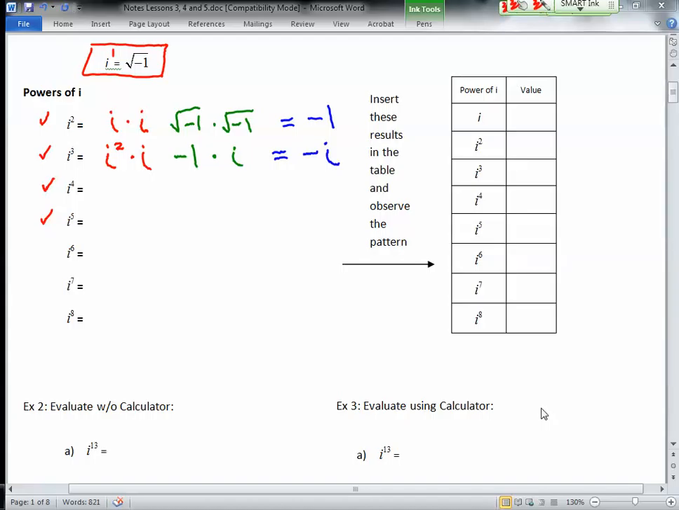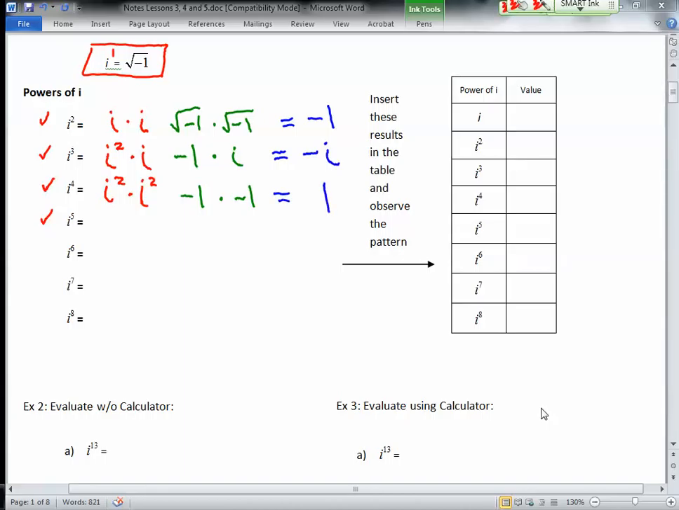i to the fourth. It's going to be the same thing as i squared times i squared. i squared is equal to -1, so we have -1 times -1. And -1 times -1 is going to be a +1.